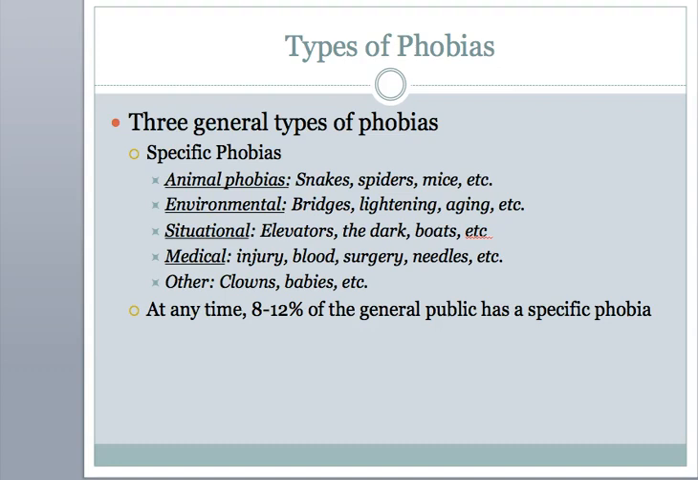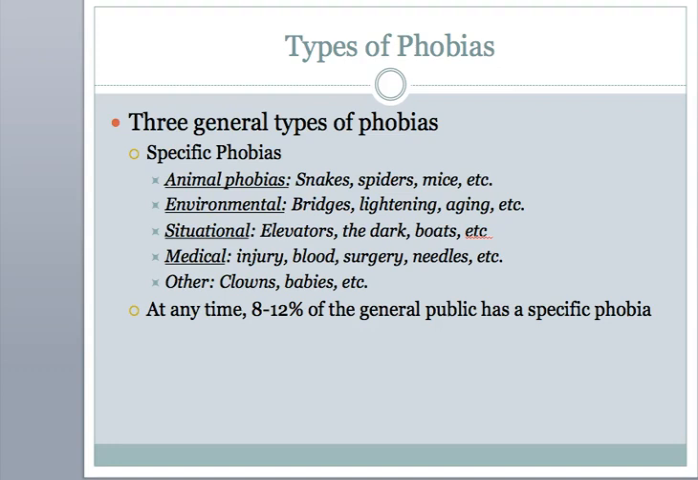Environmental phobias, where people are afraid of the natural things in our natural environment. So things like lightning or thunder or aging, part of the natural process, or things like being afraid of highways or afraid of bridges, which are just part of our environment. Then there are situational phobias, where people are afraid of small enclosed places like elevators, or afraid of the dark or afraid of boats. So they're very situational based.